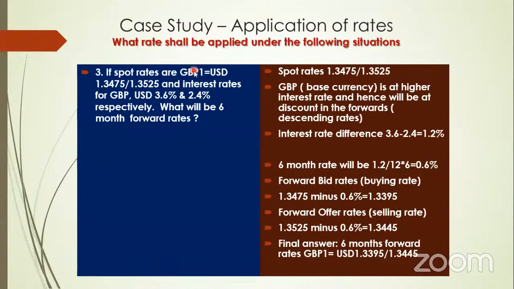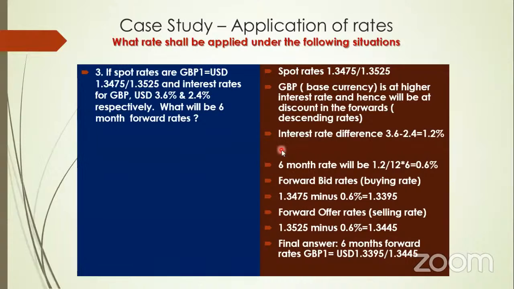If the base currency has a lower interest rate, this side will be ascending. That is premium. Ascending means premium, descending means discount. For 3 months, again 6 months, 9 months, it will go on reducing. Premium means go on adding. Discount means go on reducing. Up to this, understood or not?